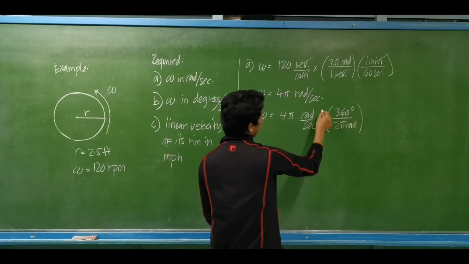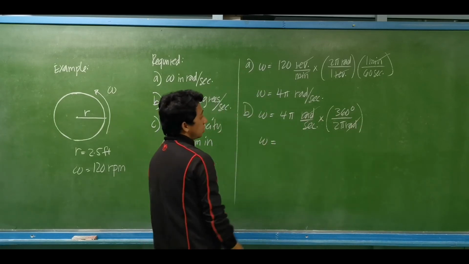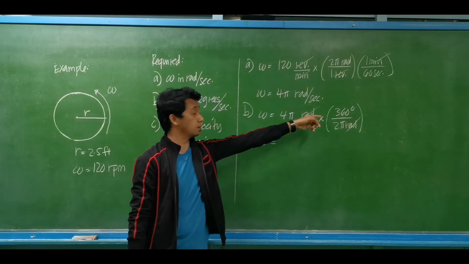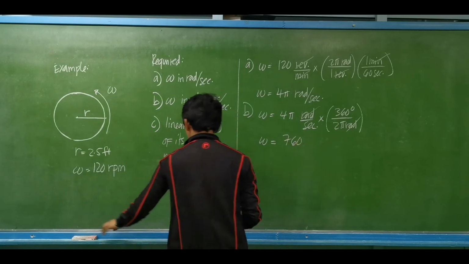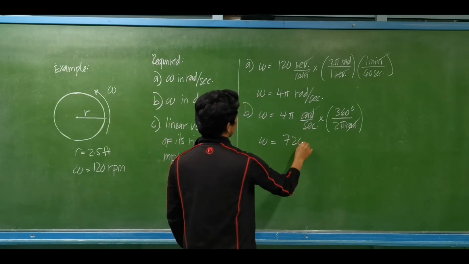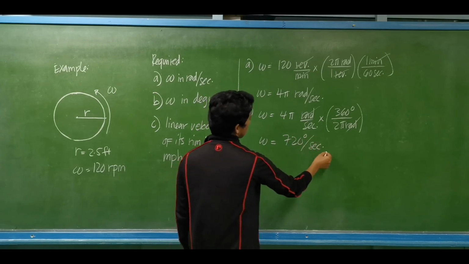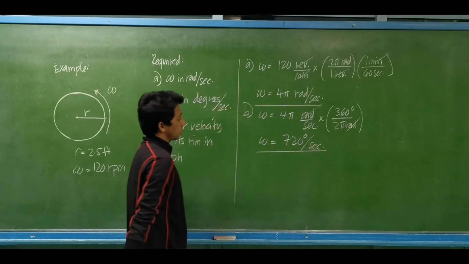So we can cancel the radian unit. We have now the angular velocity: 4 pi divided by 2 pi is 2, times 360. We have now the unit 720 degrees. 2 times 360 is 720 degrees, and that is per second. This is our angular velocity in degrees per second.